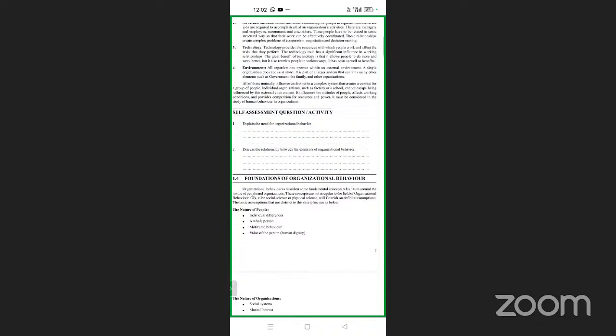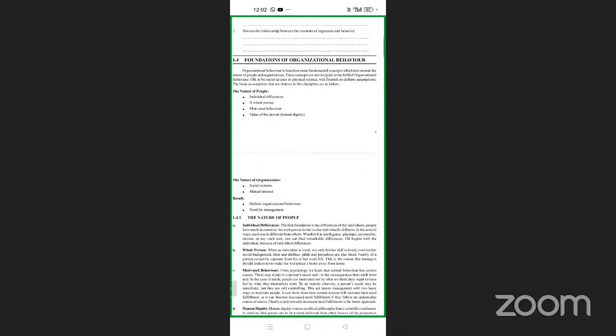All right. Then we move on to the next topic called foundations of organizational behavior. Now, this foundation is based on three: people, organization, and result. People are individuals, a whole person, motivated behavior, value of the person.